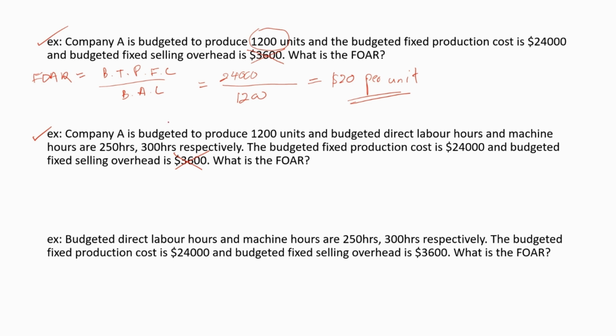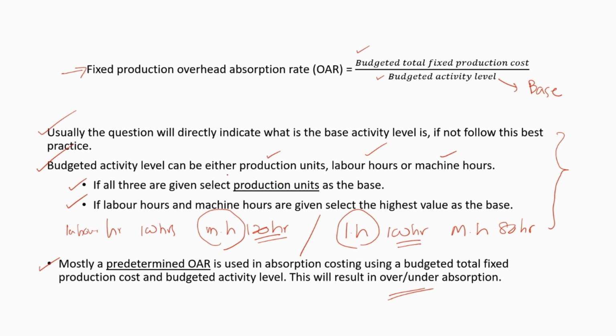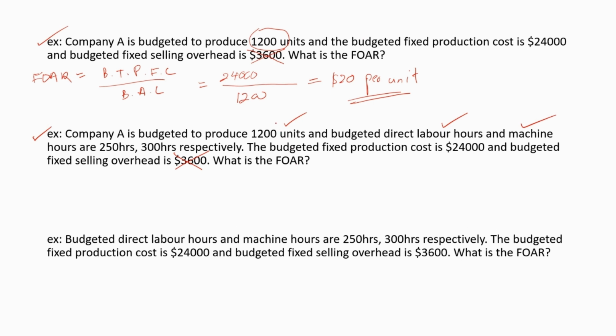Now you can see in this example, they have given the units, labor hours and machine hours as activity levels. So what activity level do we select as the base activity level? If you remember, we have to give priority to the production units. So we select the 1200 units as the base activity level. So the FOAR is equal to 24,000 divided by 1200. So this is equal to $20 per unit.